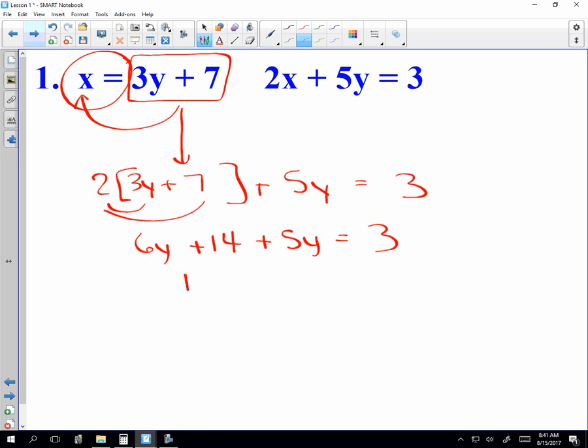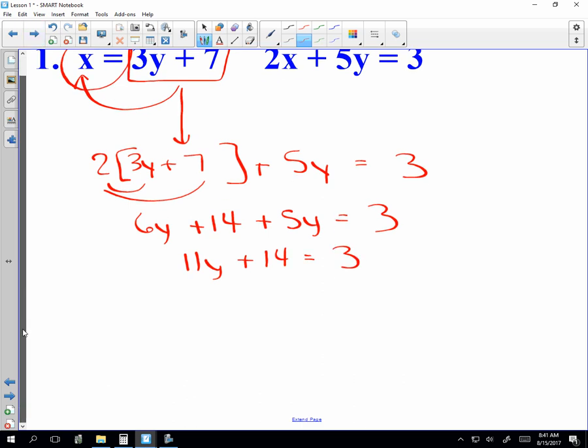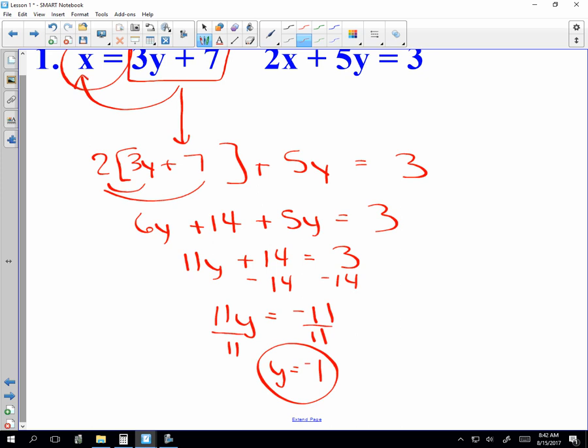So we're putting our two y's together. They're on the same side for 11y plus 14 equals 3. We subtract 14 from both sides. We get 11y equals negative 11. We divide by 11, and we get y equals negative 1. Okay, so now we have y equals negative 1.